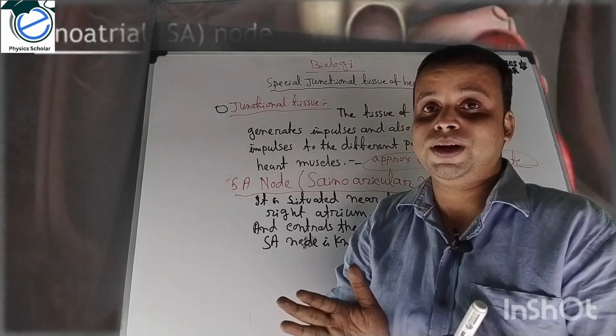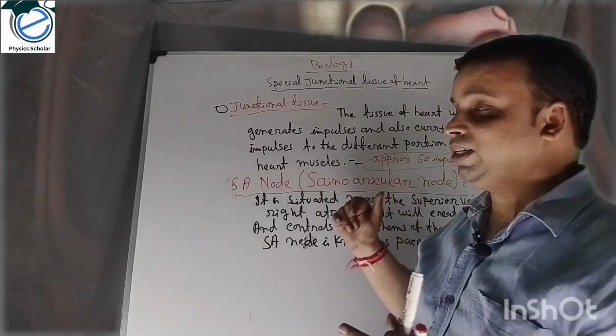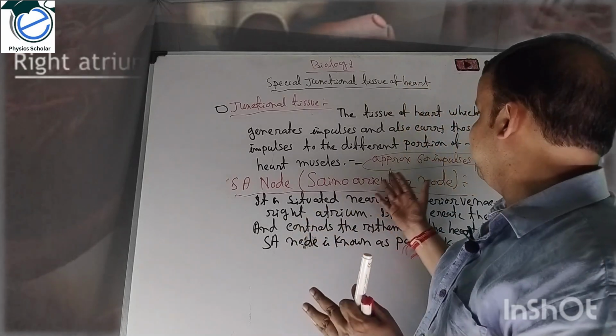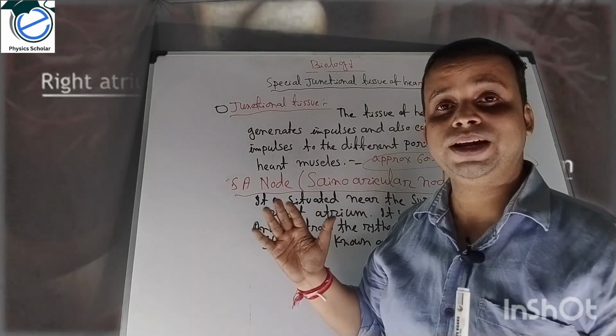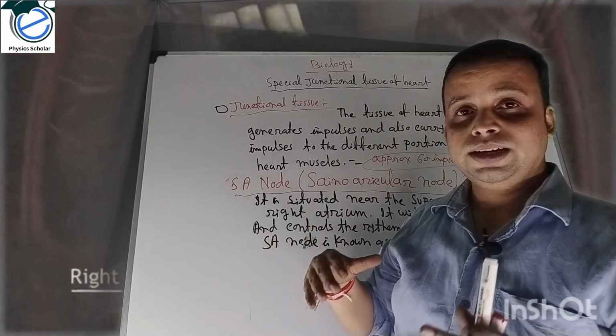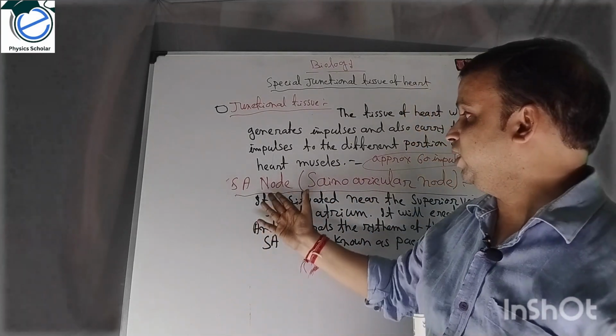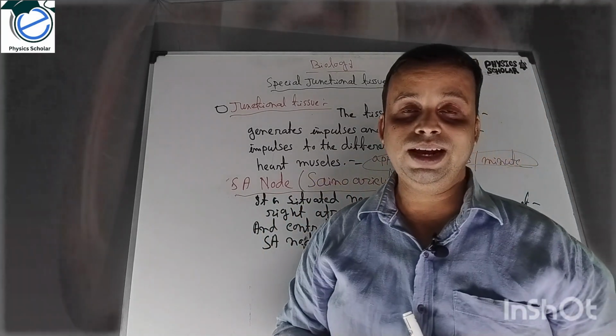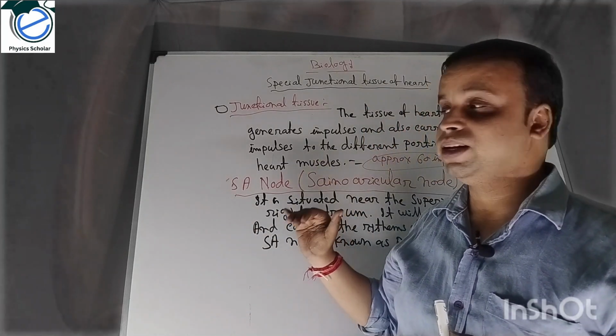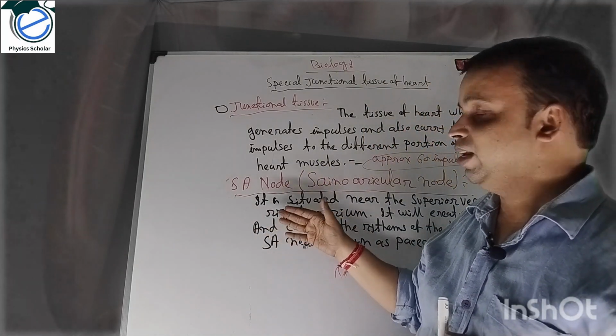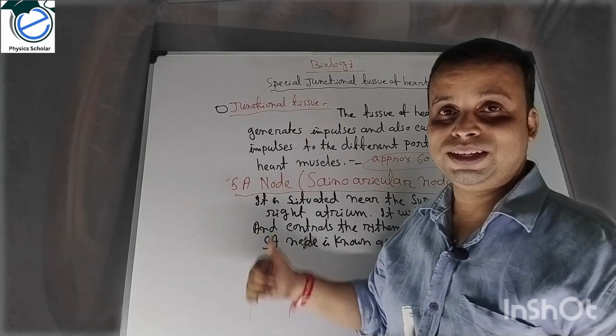It will generate the impulses, basically approximately 60 per minute. Clear? 60 impulses per minute. And it will also control the rhythms of the total heart. That's why the SA node is known as the pacemaker. Clear? It is also known as the pacemaker. So I hope you have understood this. Now let us move to the next topic.